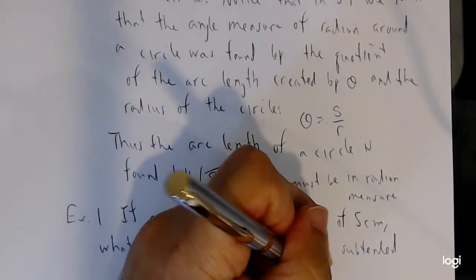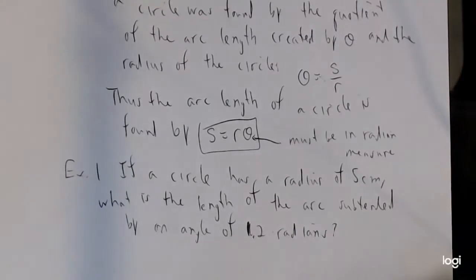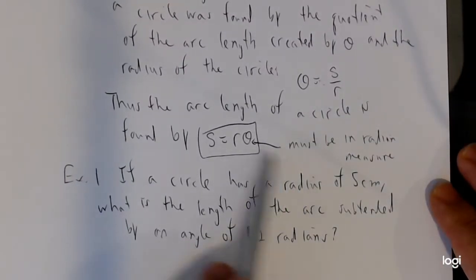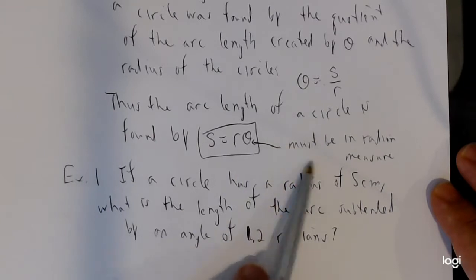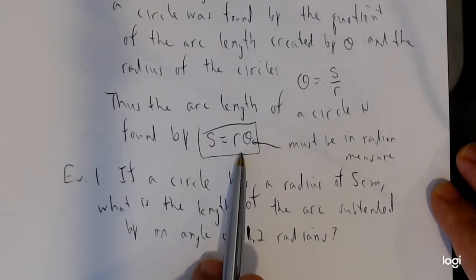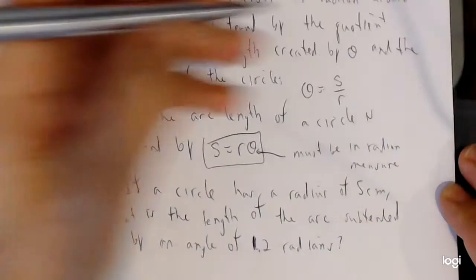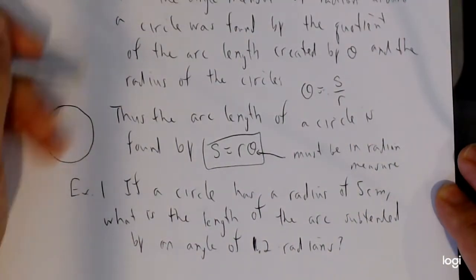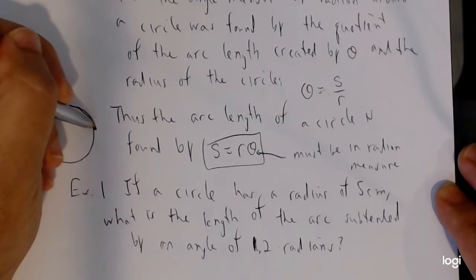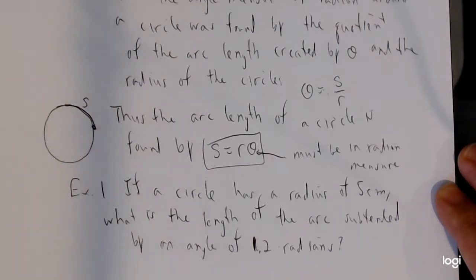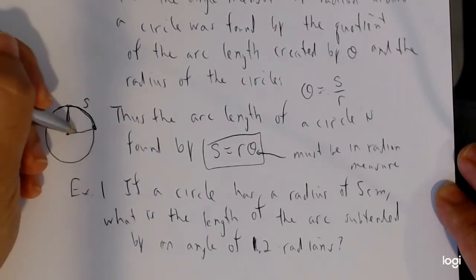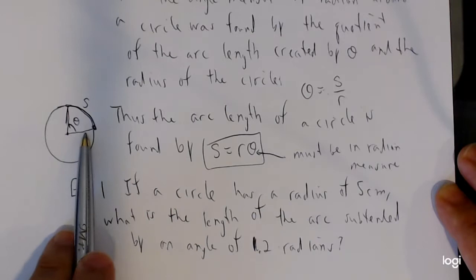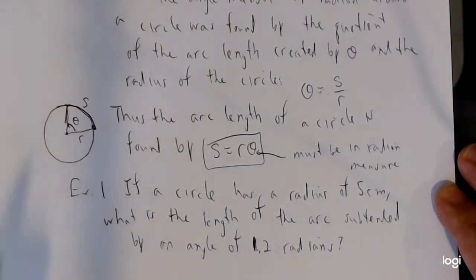Now, one other comment I want to make before we do this example, I forgot to mention up here. Remember, what is theta? Not only does it have to be in radian measure, but theta is the central angle of the circle. If I draw a visual off to the side, let's say this is the part of the circle that I care about. To find that arc length, I would need that theta, which is in radians, and that's my central angle, and this is the radius.